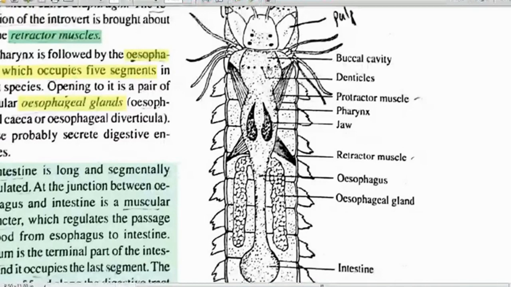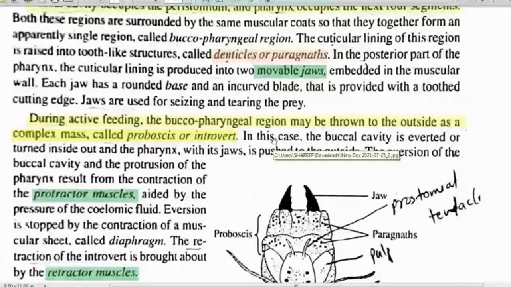Then at the posterior end of the pharynx there is the large jaw, which is also formed of cuticle. These jaws are used for seizing and tearing the prey. Prey animal, right? This is a carnivorous animal. So it predates on certain organisms, and they get seized and torn by these jaws. That is the function of these movable jaws. They are movable jaws.